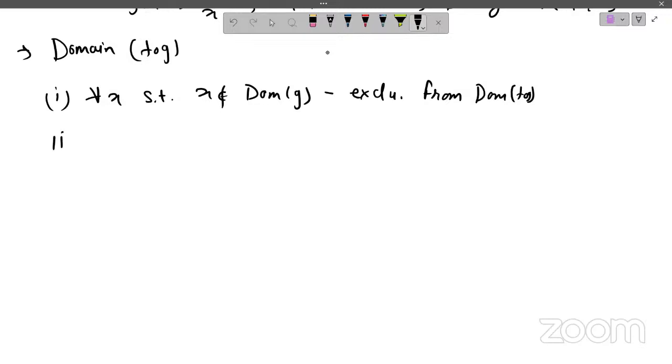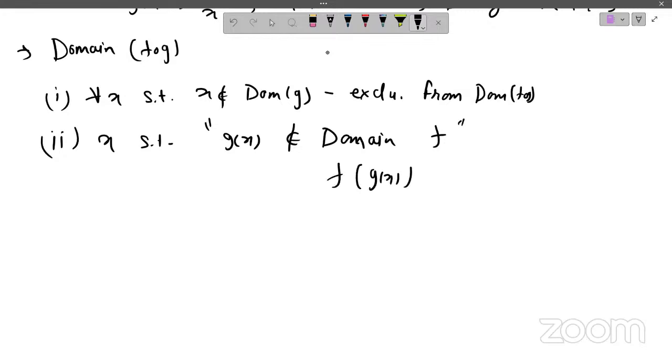Right. And the second condition is that we have to exclude those x for which g(x) does not belong to the domain of f, right? Because if g(x) does not belong to the domain of f, it means that we cannot define f of g of x. We cannot say what f of g of x means, right? So that's why we have to exclude all those x for which g(x) does not belong to the domain of f, right? Is this clear to everyone? Ma'am.